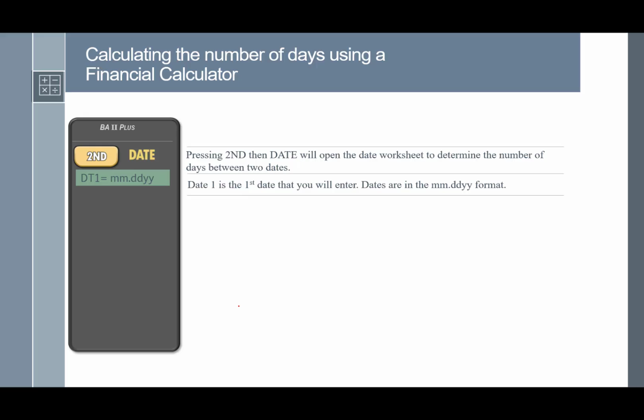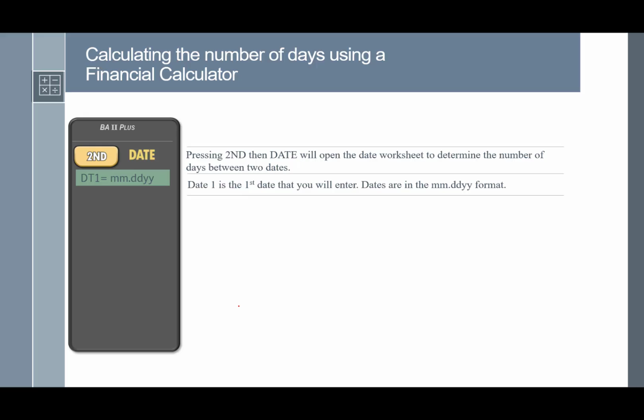Now for the month, if it's not October, November, or December, if it's one of the one-digit months, you can enter it as 03, 04, or just 3 and 4. You don't have to enter the zeros. You can enter it as one digit because the dot will tell the calculator that this is a single-digit month.